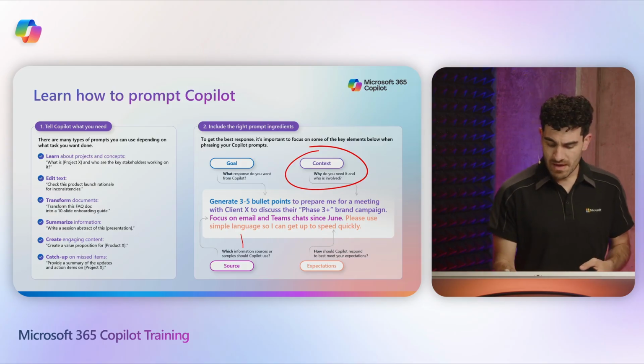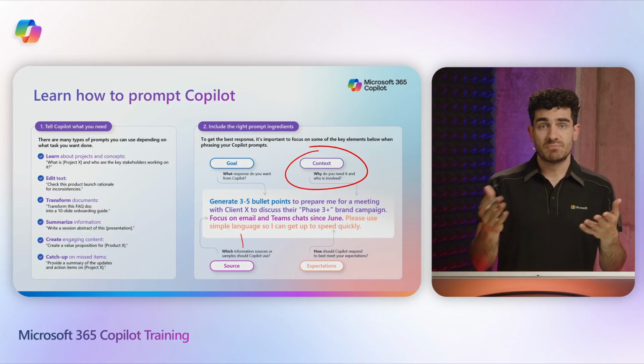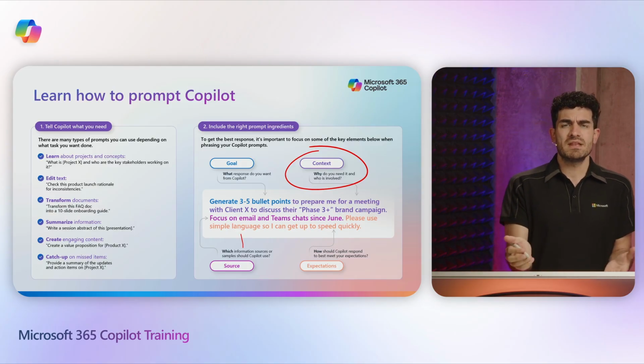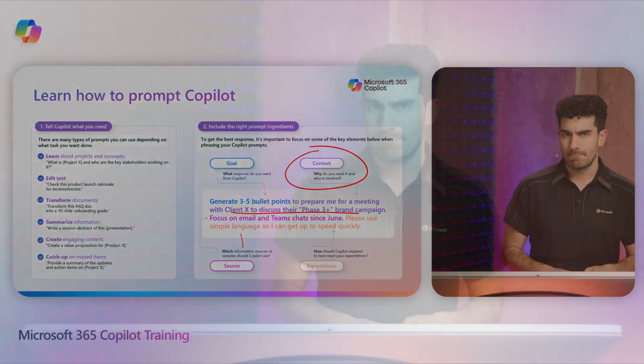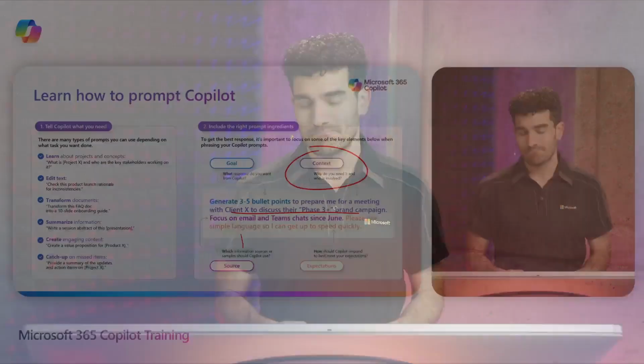For example, give me those bullet points to prepare for a meeting with Client X to discuss their Phase 3 brand campaign. Because Microsoft 365 Copilot is integrated, it understands who Client X is and the details of the Phase 3 brand campaign, so you don't have to copy and paste all the information.